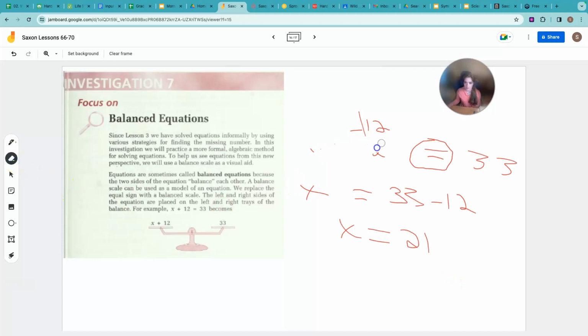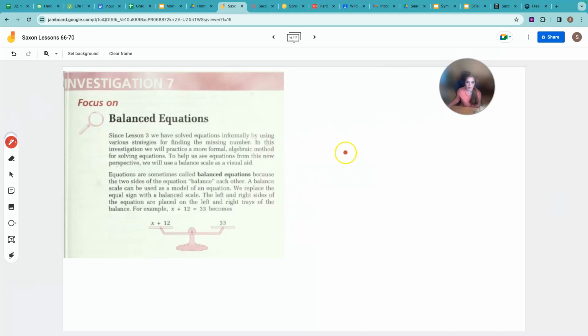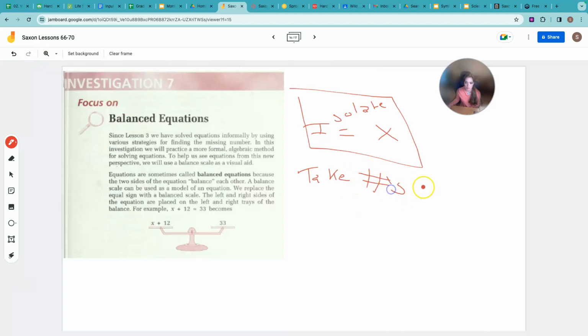Let's look at some other examples here. First thing you want to do is isolate x. That's the goal: the goal is to isolate x. Take numbers across the equal sign, and then divide if necessary.